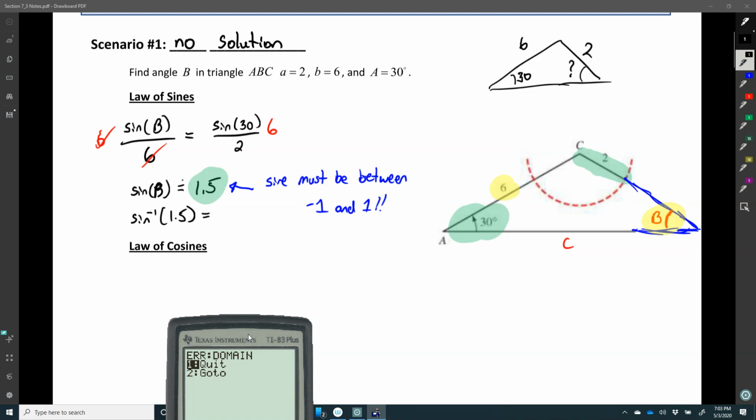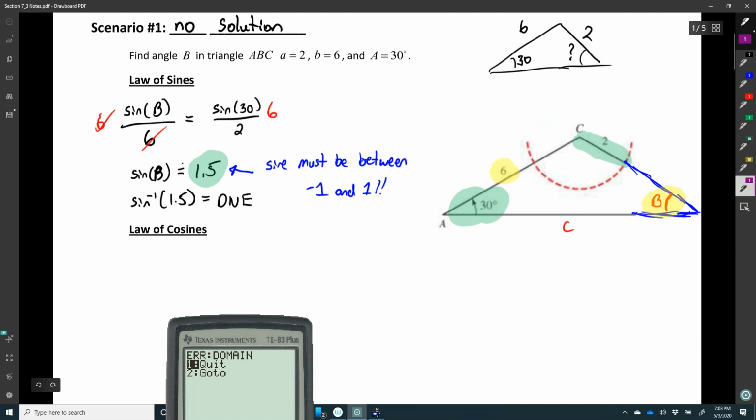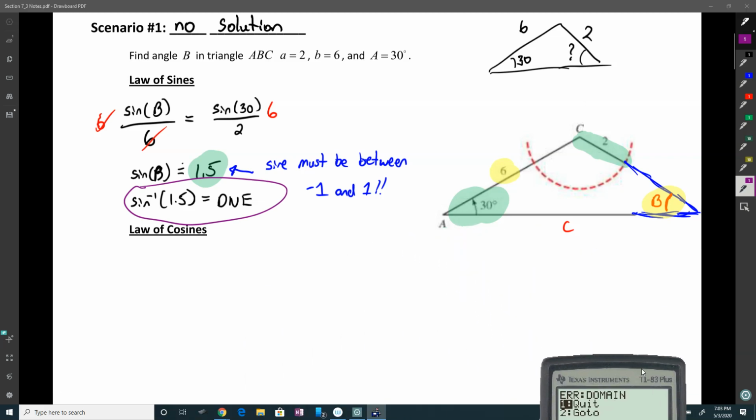Let's see, DNE. And there you go. So that's how you know that it doesn't work. Can't happen, because you get an answer that doesn't exist. So that's if you did the law of sines. And once that happens, you stop. There's no point in finding anything else about the triangle.